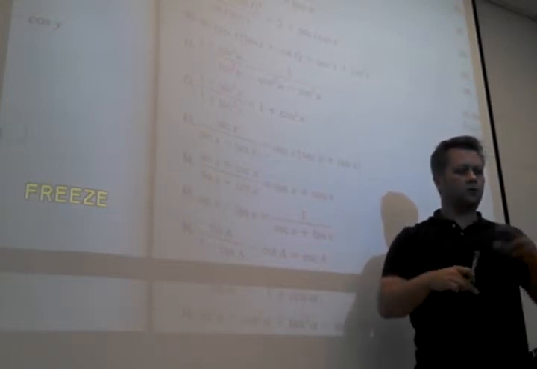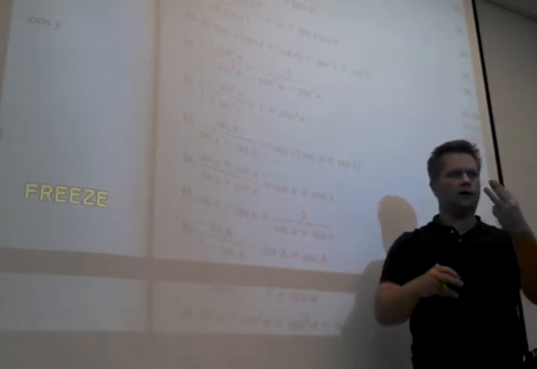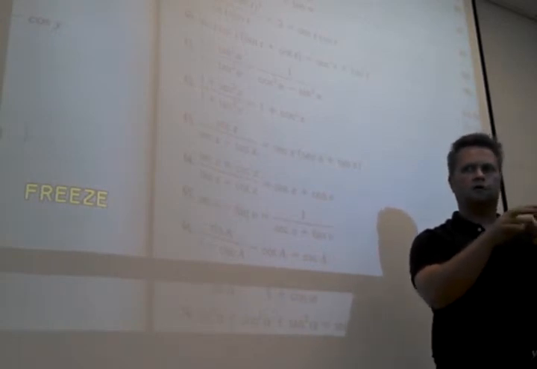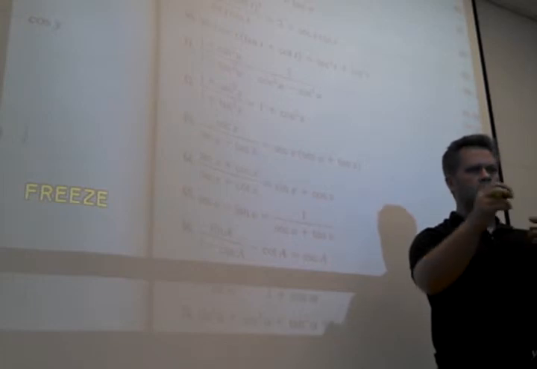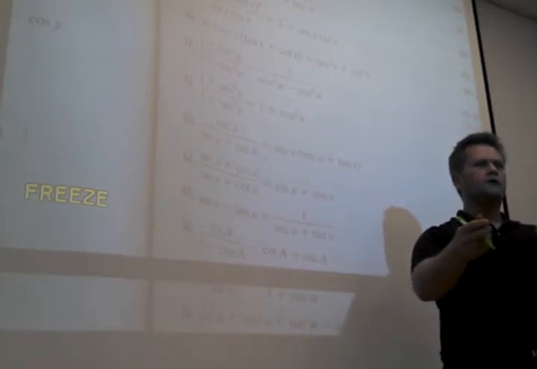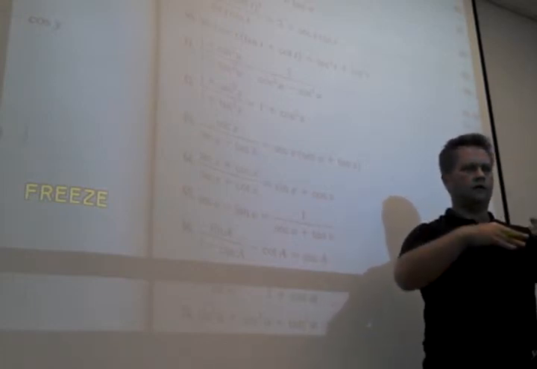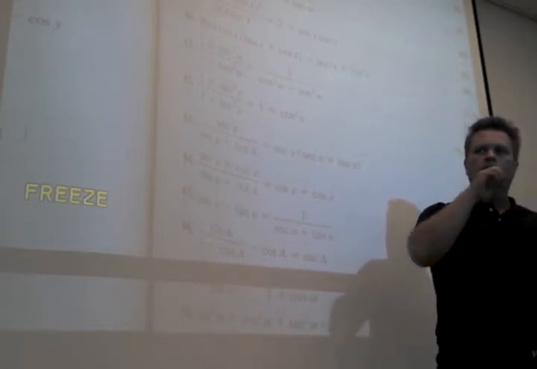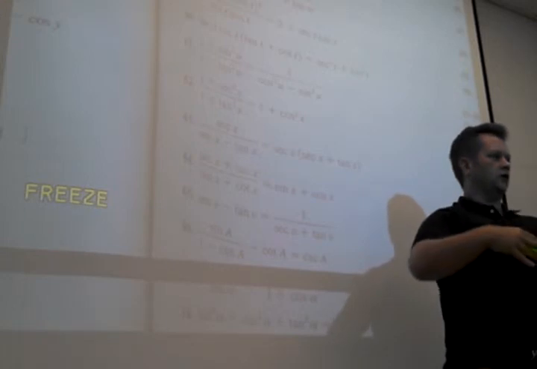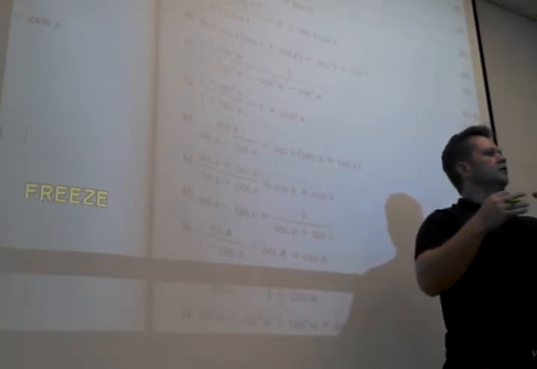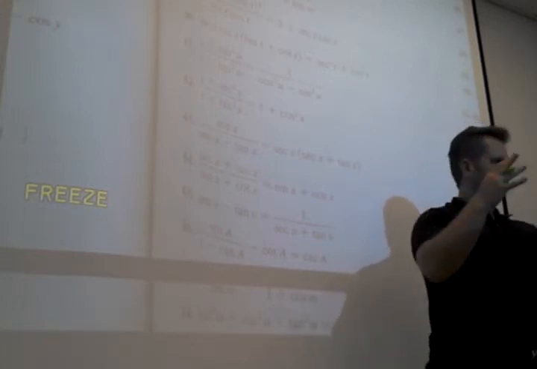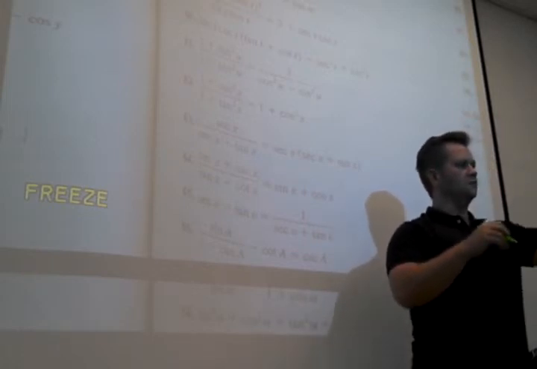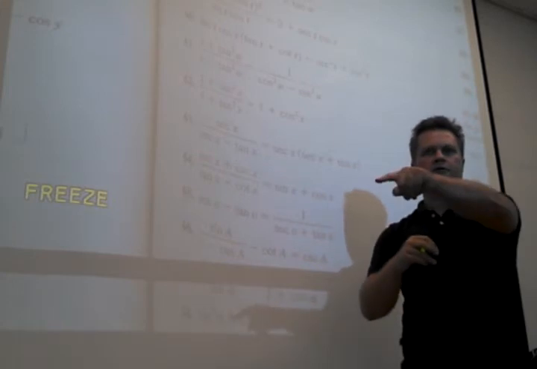There are 3 of the most basic trig identities that there are. You must know them at this point. Sine squared plus cosine squared is 1. If I took that and divided everything by cosine squared, I get tangent squared plus 1 equals secant squared. If instead I divided by sine squared, I would get 1 plus cotangent squared equals cosecant squared.